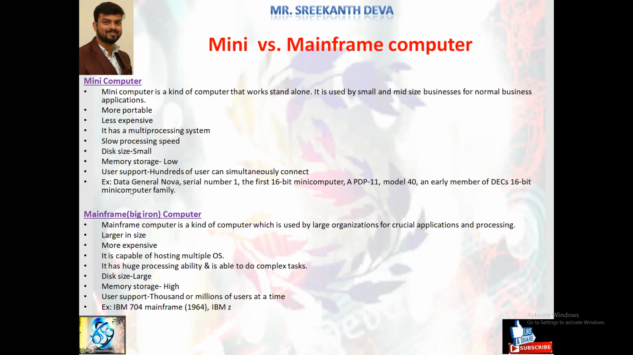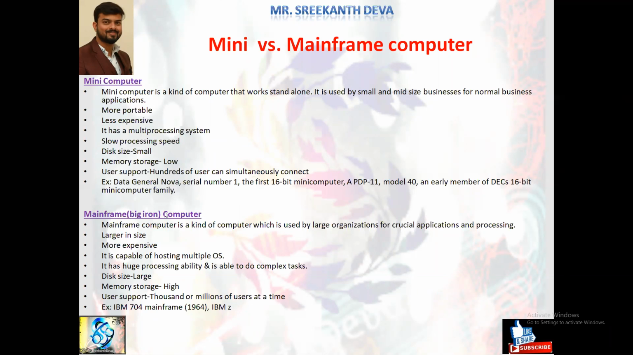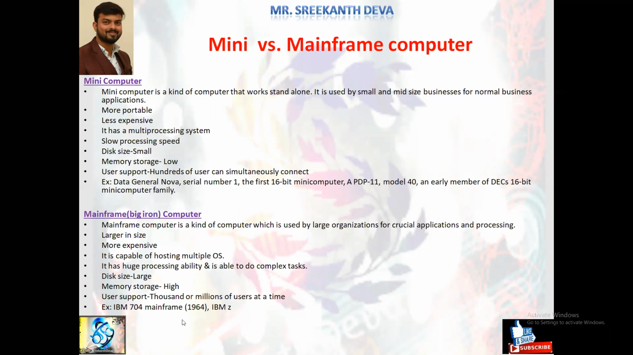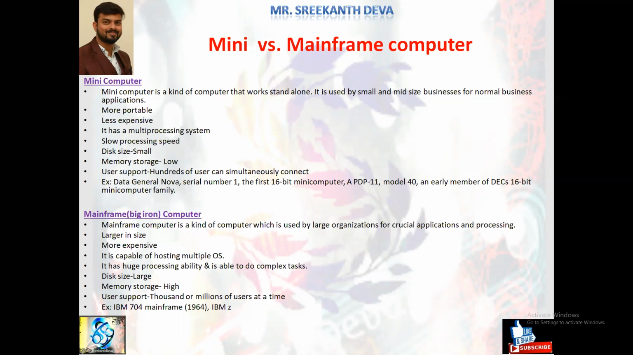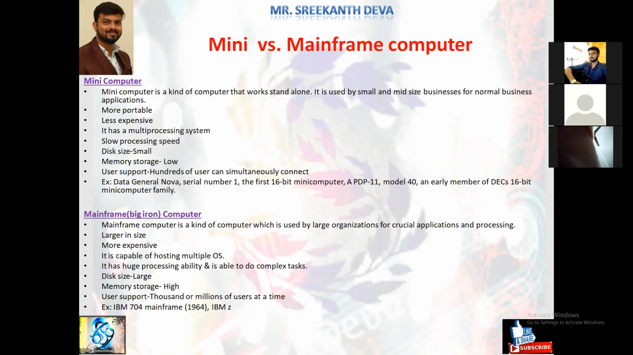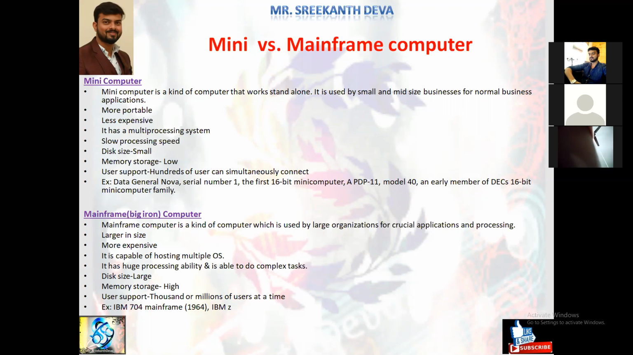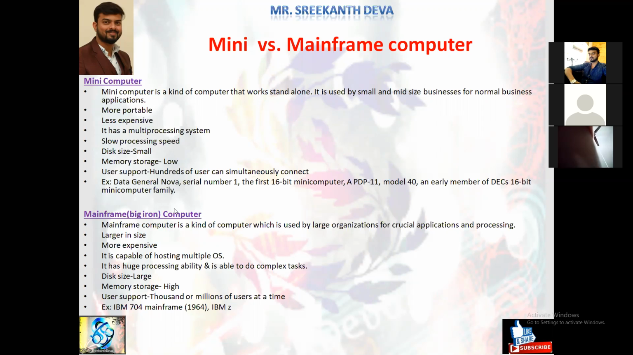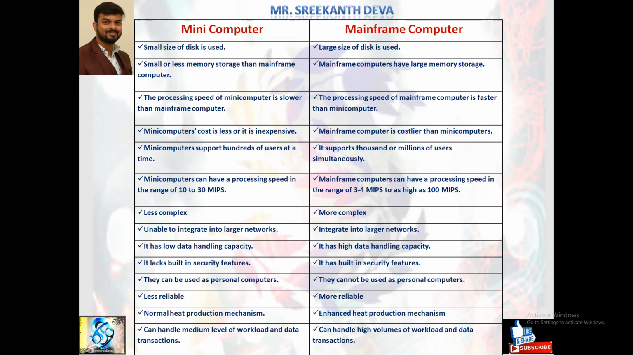The best examples of mini computers are the Data General Nova, a 16-bit mini computer, and the PDP-11, a DEC 16-bit mini computer family. Coming to the mainframe, the best example is IBM Z. IBM Z is a family name used by IBM for all of its z architecture mainframe computers. The IBM 704 mainframe is also a suitable example. Mainframe computers are sometimes also called Big Iron. This is a major difference between mini computers and mainframe computers.